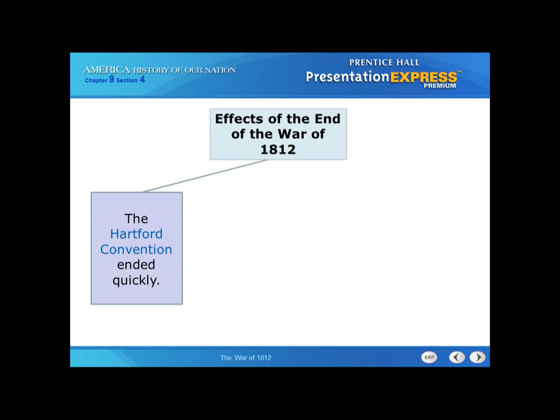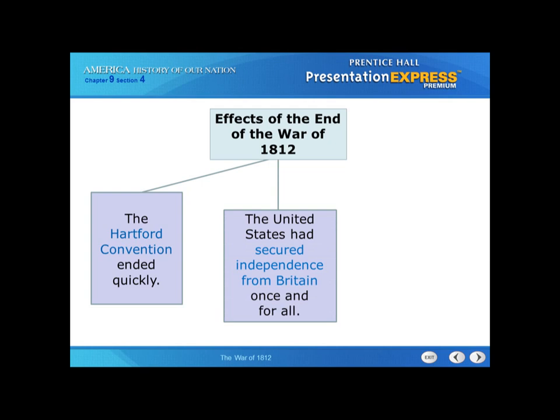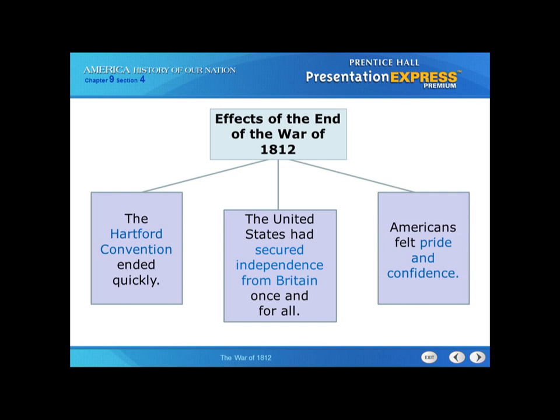Some of the effects of the end of the War of 1812: the Hartford Convention ended quickly. Again, there was no more talk about New England seceding. The U.S. had secured independence from Britain once and for all. You might say this was a second war of independence. And finally, Americans felt pride and confidence. Once again, we had stood up to a major world nation, and we were able to keep what we had.